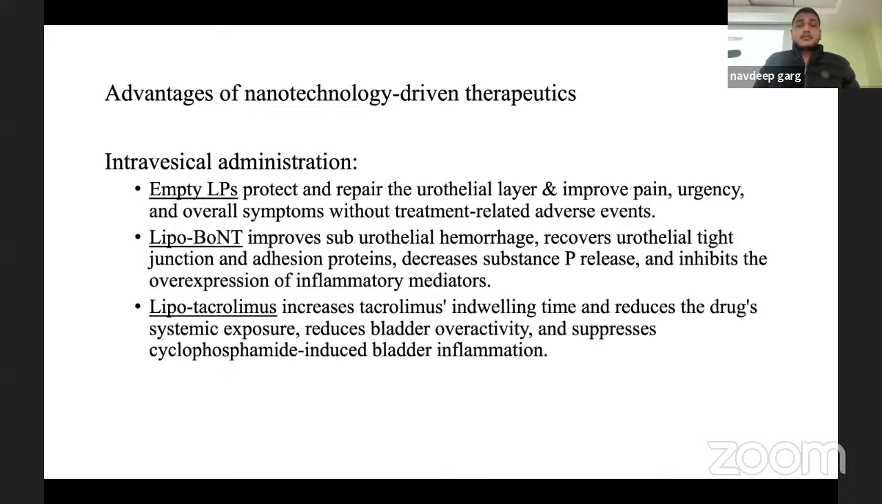Whereas lipobotulinum, if we are using it, improves the suburothelial hemorrhage, recovering urothelial tight cell junctions and adhesion proteins, which decreases the substance P release and inhibits the overexpression of the inflammatory markers. Whereas lipotacrolimus, if we are using it, increases the tacrolimus indwelling time and reduces the drug systemic exposure.